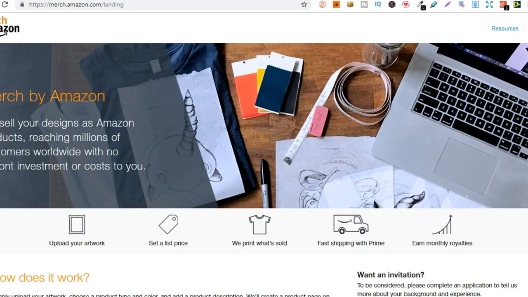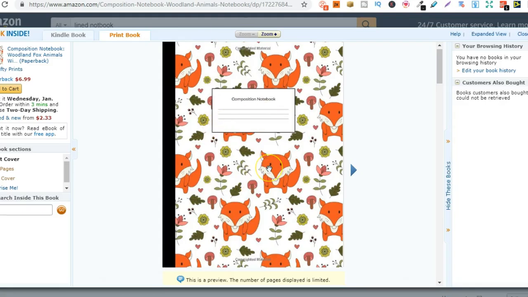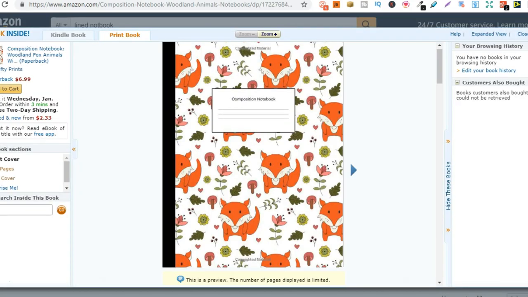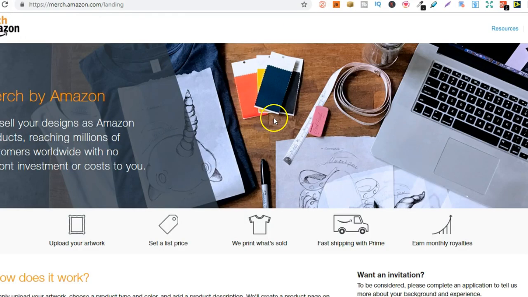Now in my opinion, merch by Amazon is a lot harder to do than selling low content books. With low content books, KDP, you can create an account and start selling on the same day. When it comes to merch by Amazon, there's tiers that you have to hit before you can start uploading so many designs. But with KDP, it's unlimited. On your first day, you could publish 50 books if you wanted. But anyway, that's the second way. It's merch by Amazon. Still a really good way to make Amazon money.